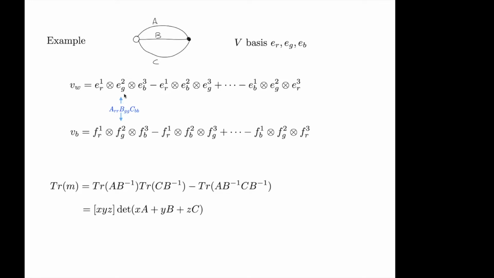So there's 6 terms here, 6 terms here, you get 36 terms in total. You add them all up together, and somewhat magically, it reduces to the following expression: trace of AB inverse times trace of CB inverse minus trace of AB inverse C inverse CB inverse, right? Not obvious where this expression comes from, but that's the answer. And if you like to write it in a more symmetric way, you take the determinant of XA plus YB plus ZC, and then you extract the XYZ coefficient from this polynomial in X, Y, and Z. Anyway, I don't know if this makes it less mysterious or more mysterious, but that's the trace.